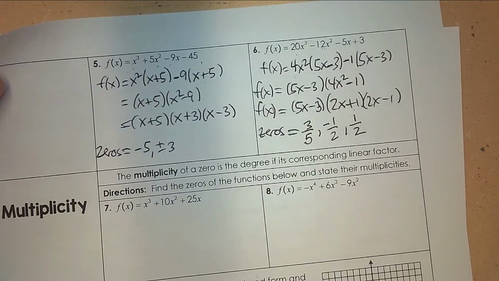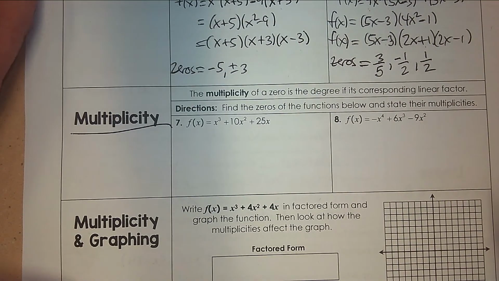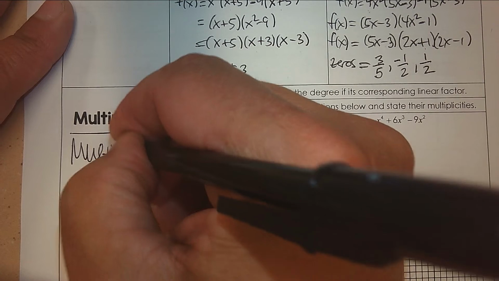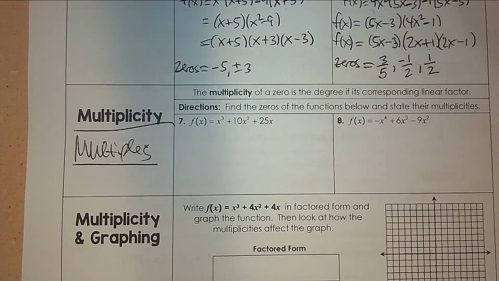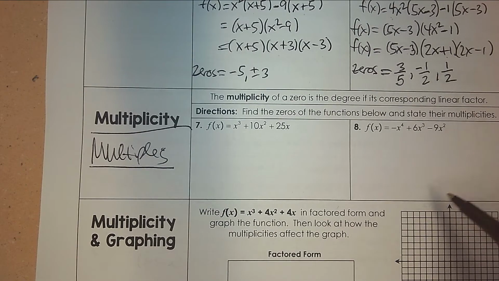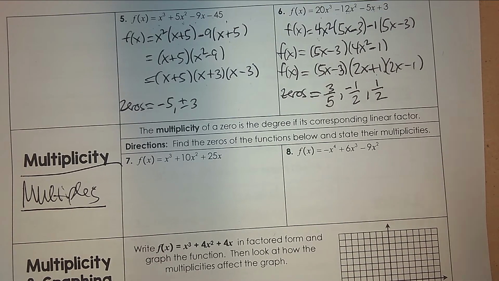7. A new word here, multiplicity. And another word that helps in understanding it is the word multiples. So the multiplicity of a zero is the degree of its corresponding linear factor. In other words, how many times does a factor repeat itself? That's going to be the exponent on the factor, and that's what gives me the multiplicity.